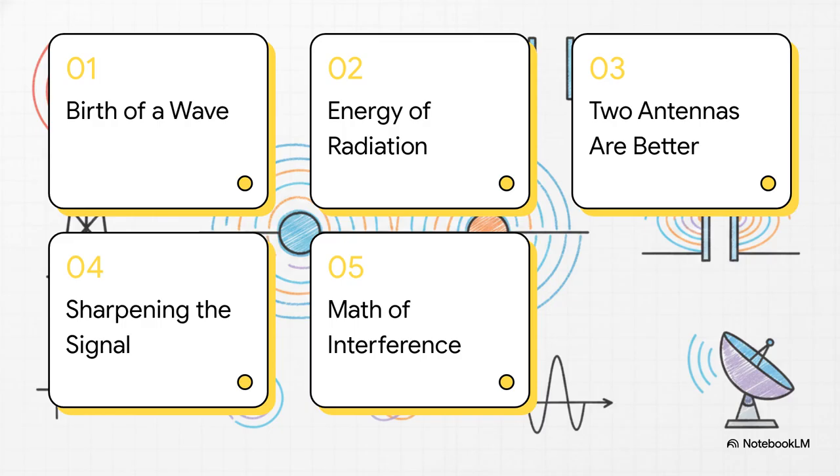Here is our roadmap. 1. Birth of a wave. 2. The energy of radiation. 3. Two antennas are better. 4. Sharpening the signal. And 5. The math of interference. Simple enough, let's get into it.